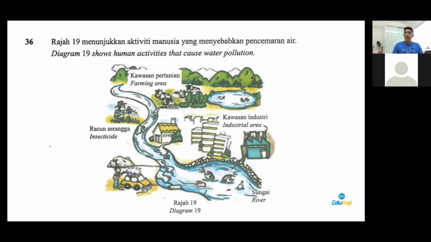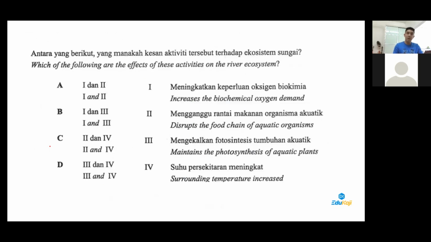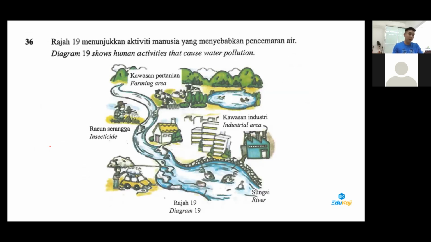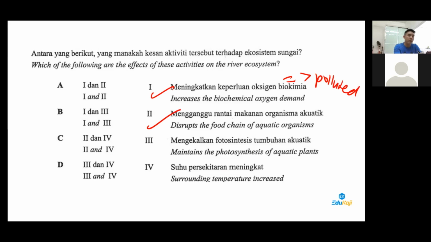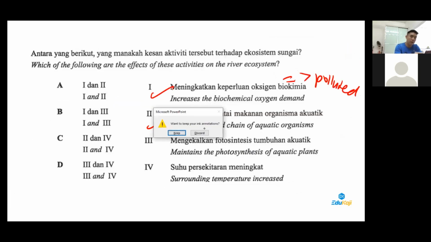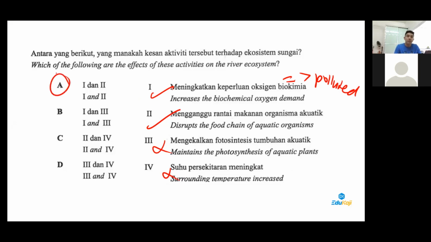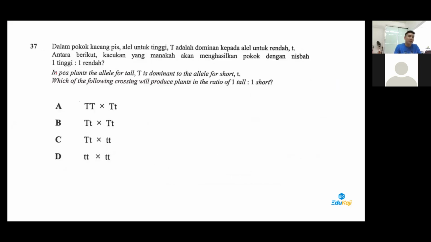Okay, 36, guys. Pollution, chapter 10. Human activity causes water pollution. Yeah, correct. Okay, so increased BOD. Yeah, increased BOD means more polluted. Disrupt the chain. Yeah, no, it does not maintain. Does not affect temperature. So A, guys, this is A. 36 A.